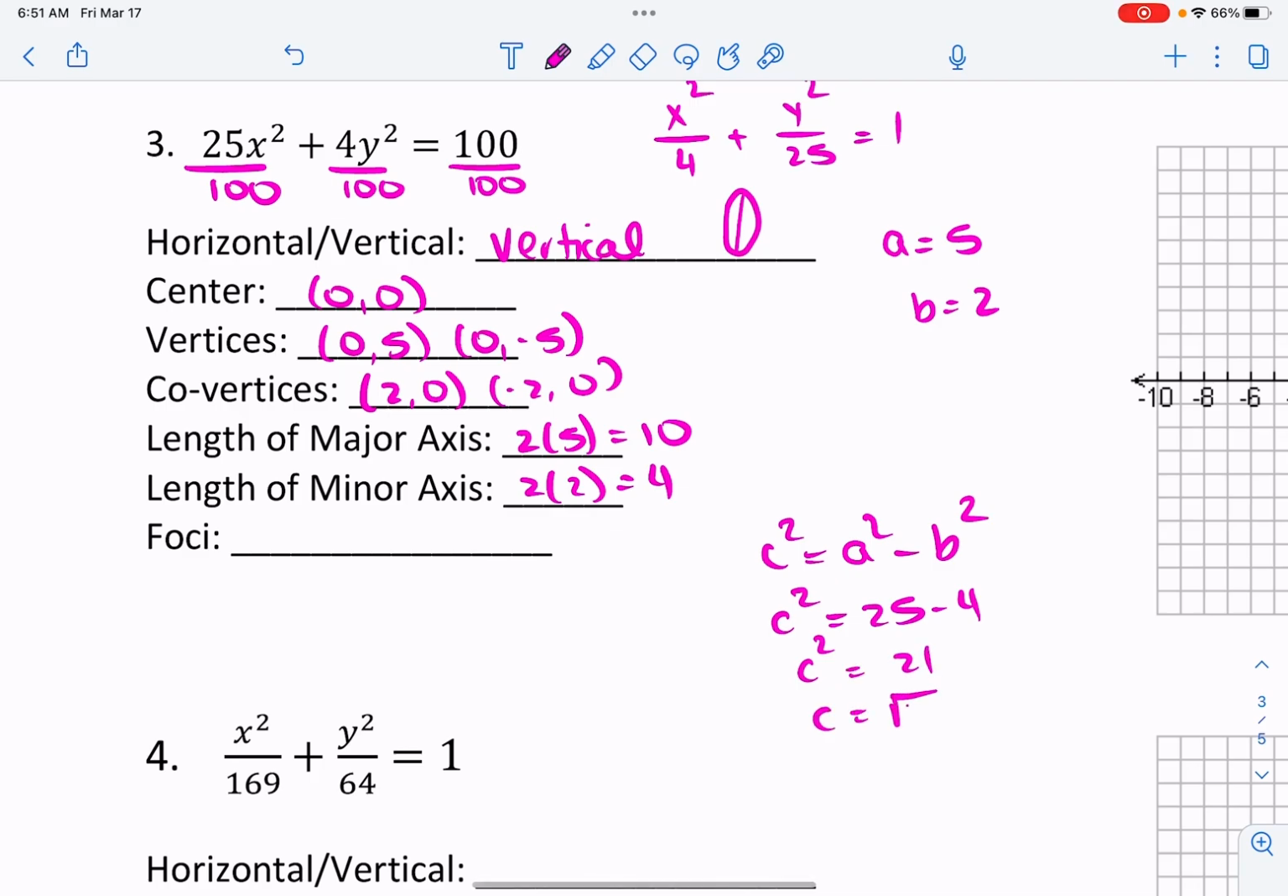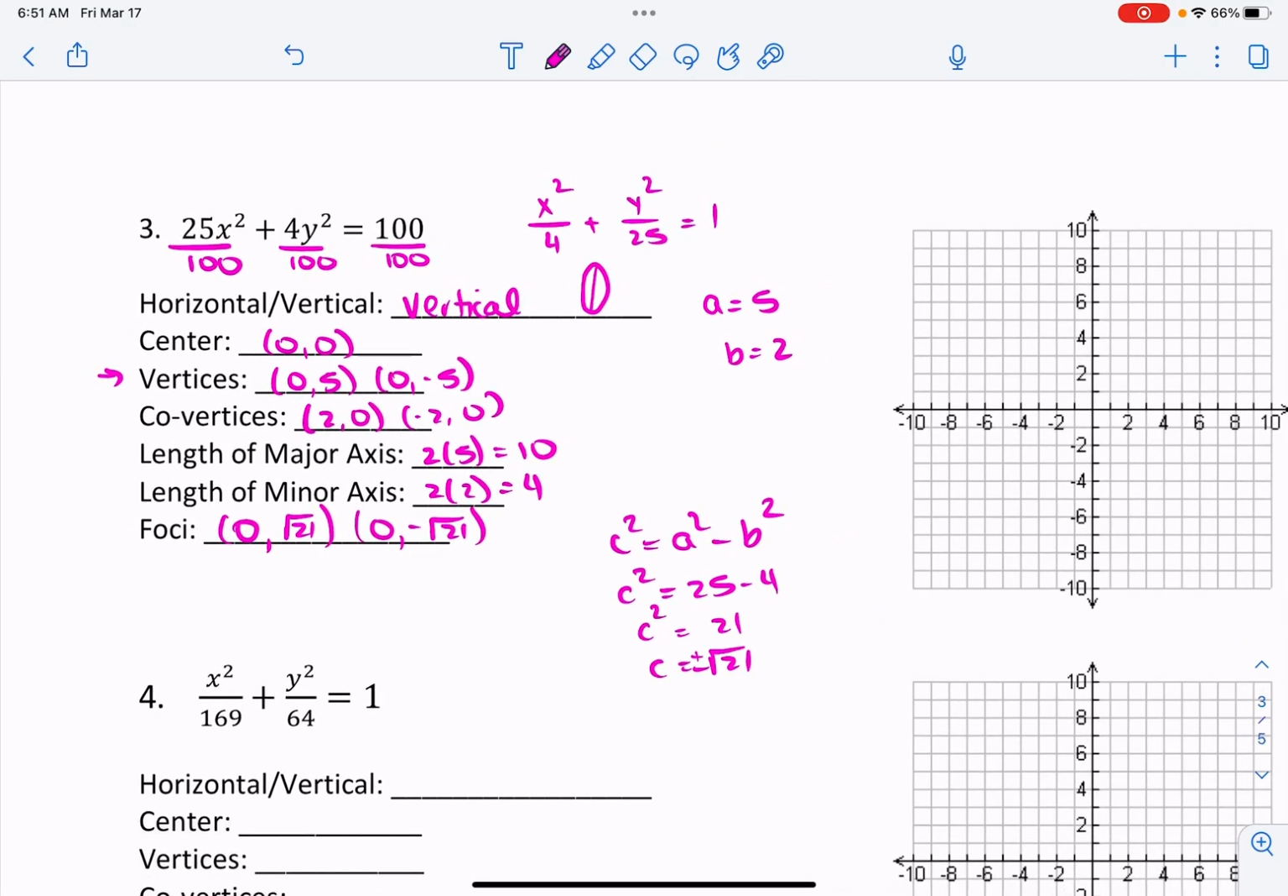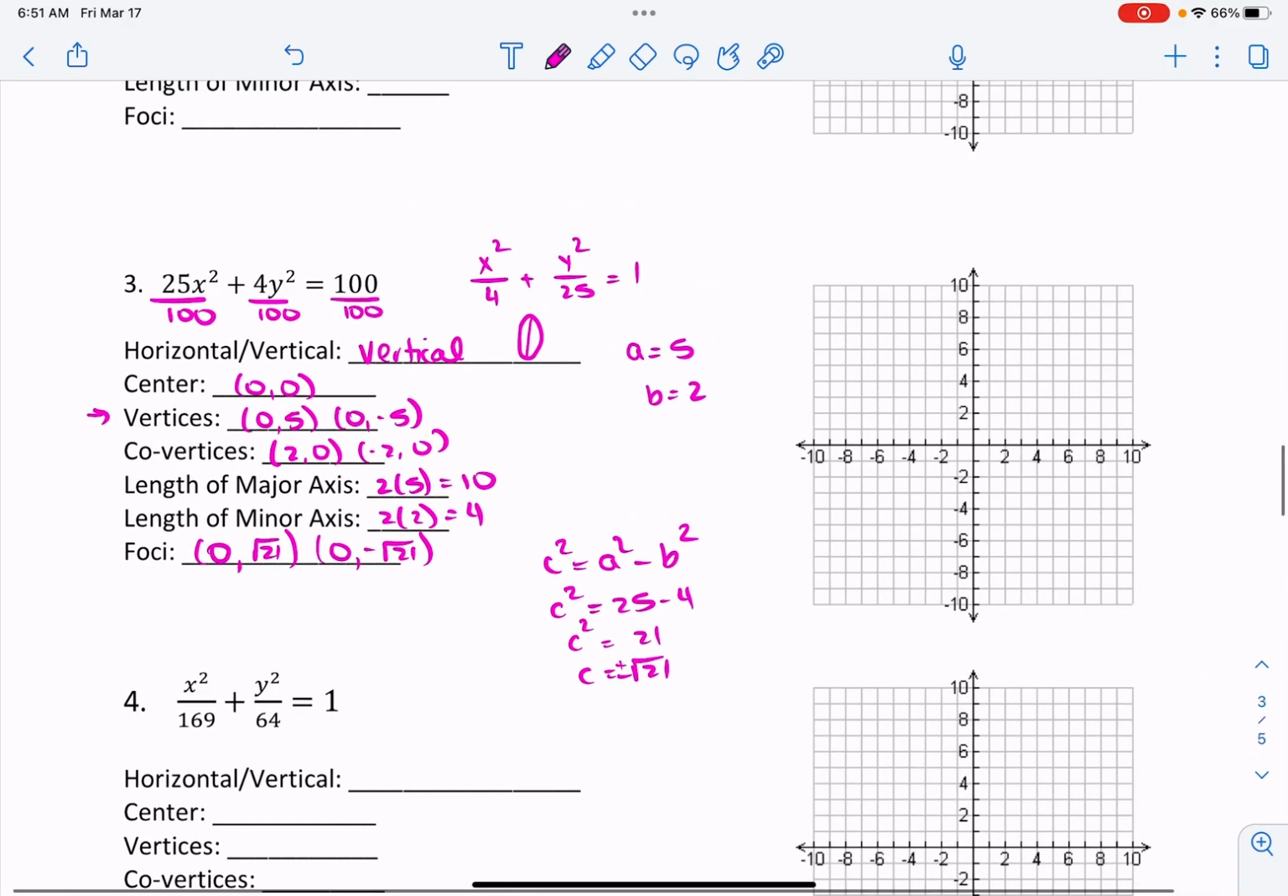And C is equal to square root of 21. And again, we're moving in both directions, so we do need the plus or minus. This time it is on the vertices, which is on the y. So this time it's going to be 0, square root of 21, and 0, minus square root of 21, because this time it's on the x-axis. So we're going to plot our information.